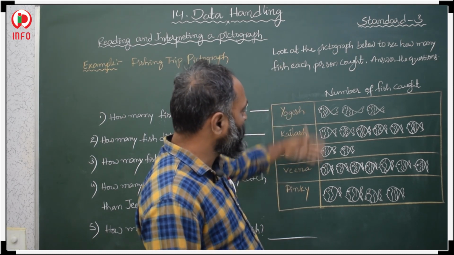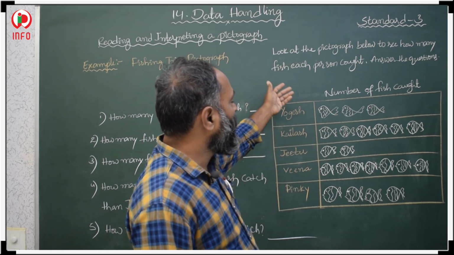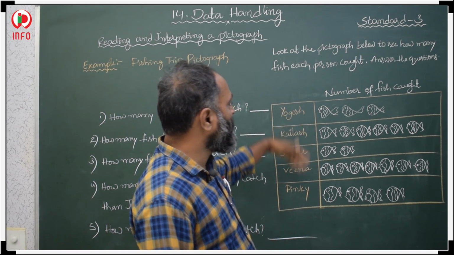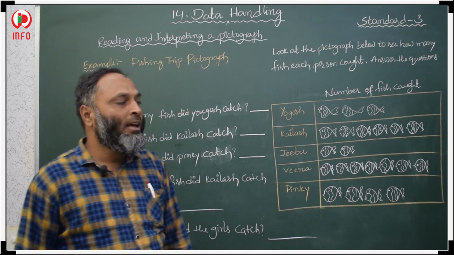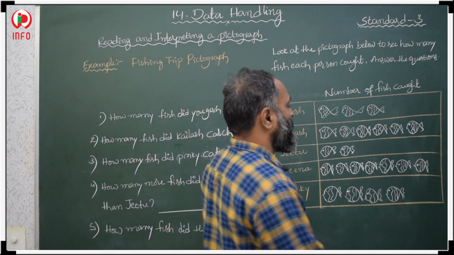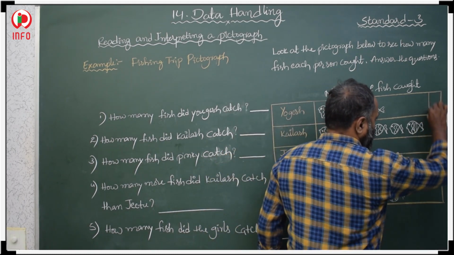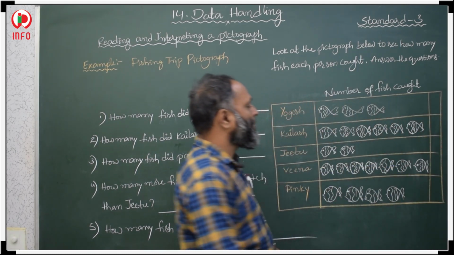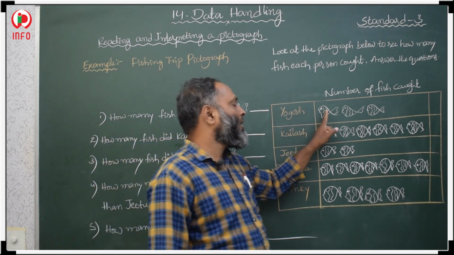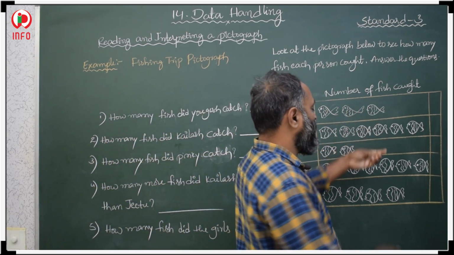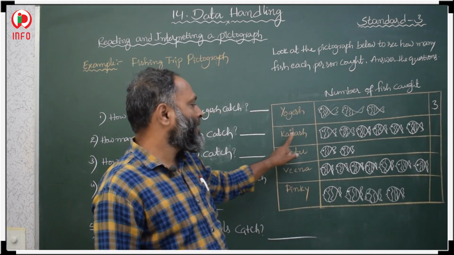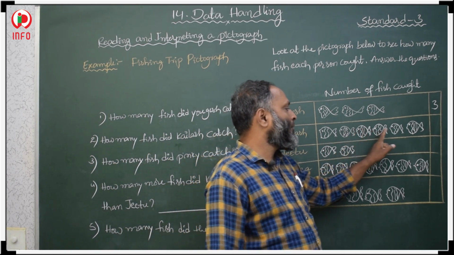Look at this picture given below. Some persons went fishing and caught some fishes. Who caught how many fishes is given. It is better to write your numeral beside it. Now first, Yogesh. How many fishes did he catch? 1, 2, 3. He caught 3 fishes. Then Kailash: 1, 2, 3, 4, 5, 6.